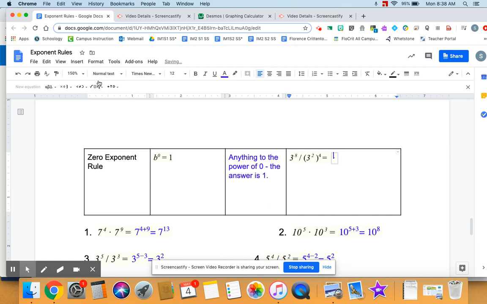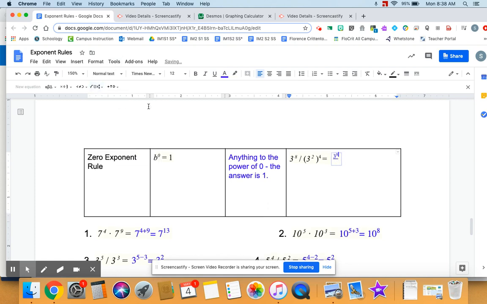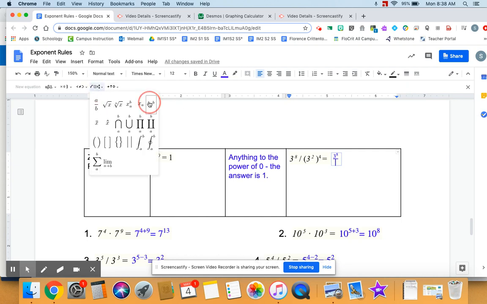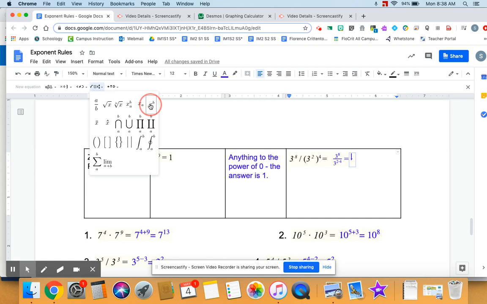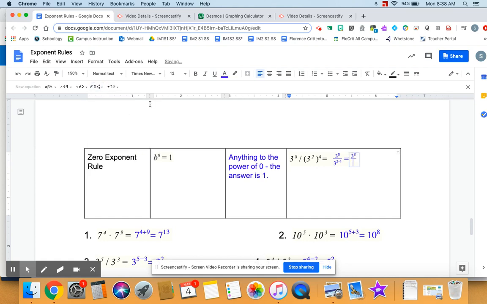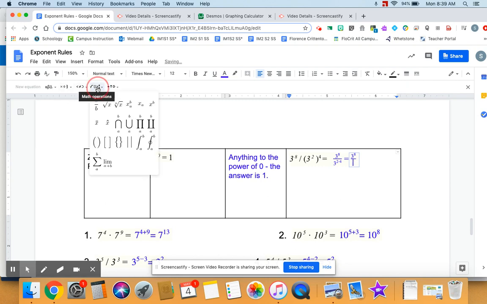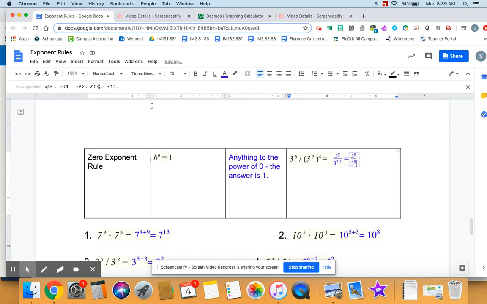So on top I have 3 to the power of 8. On bottom, I have 3 to the power of 2 being raised to the power of 4. And remember, the exponent rule means you multiply them. Which means I have 3 to the power of 8 on top still in the numerator. And then in my denominator, the bottom, 3 to the power of 2 times 4 is also 8. So now I have 3 to the power of 8 divided by 3 to the power of 8.